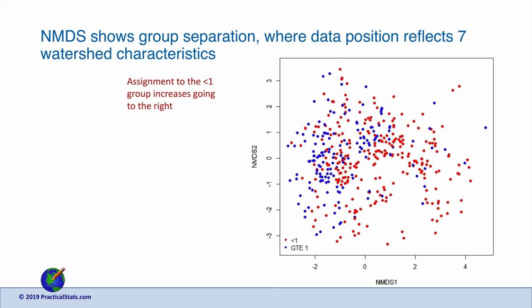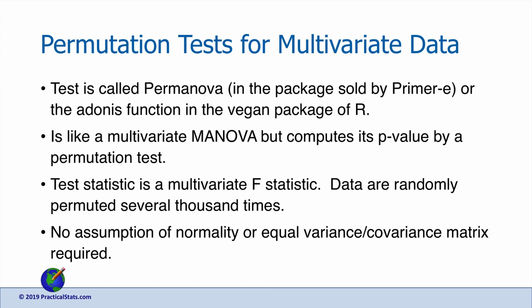Here's a multivariate graph called NMDS. I won't go into that in detail. Actually, I won't go into it at all, except to show you that the data that are less than 1 are plotted in the red dots, and they're pretty much lying off to the right of the mass of the data that are above 1, that are in the blue dots. So we do have this separation left to right on this plot. And so that's going to be an indication that these 7 variables, at least some of them, are differing between the less than 1 group and the greater than 1 group. So I'd like to test that.